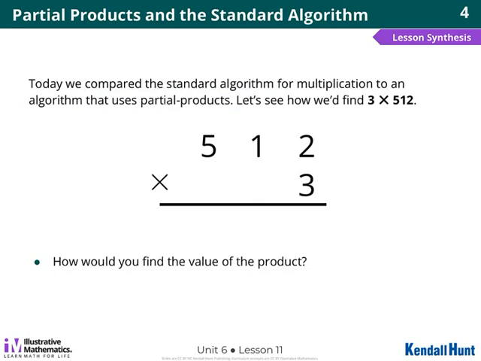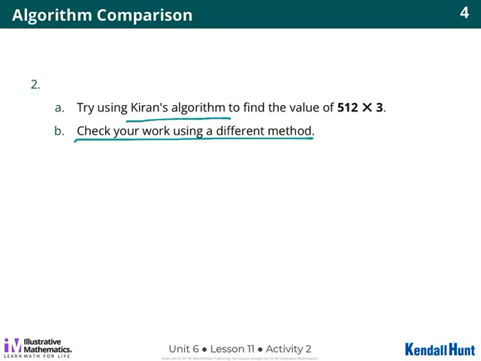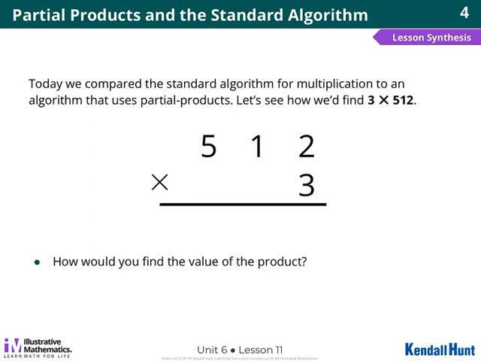Today, we compared the standard algorithm for multiplication to an algorithm that uses partial products. Let's see how we would find 3 times 512. That was part 2, right? Okay. Raise your hand. Tell me your answer and tell me how you found it. Sit down, Jace. We're not going anywhere yet. Gage, what'd you get? 1,536.